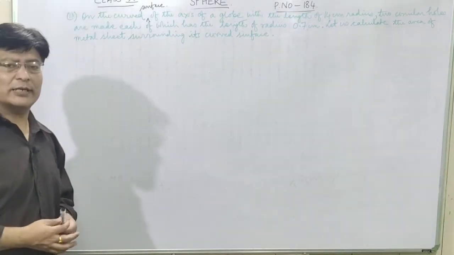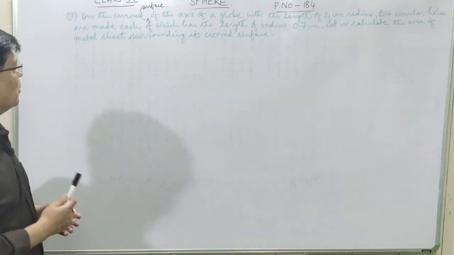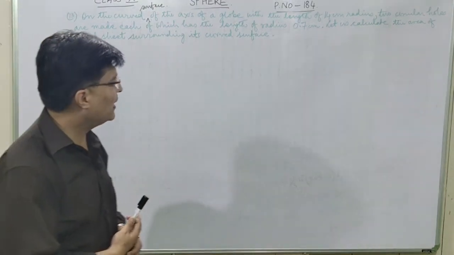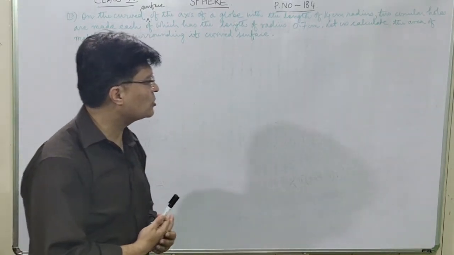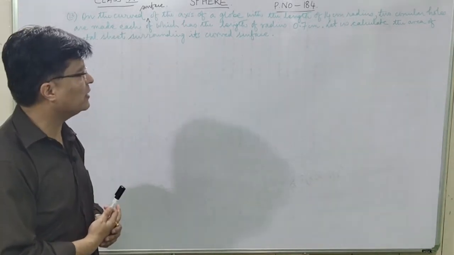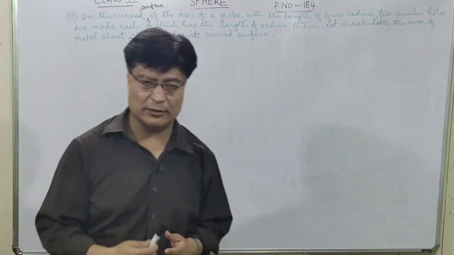Now we'll do the next question, that is question number 13. On the curved surface of the axis of a globe with the length of 14 centimeter radius, two circular holes are made, each of which has the length of radius 0.7 centimeter.